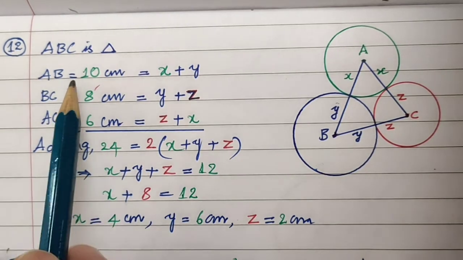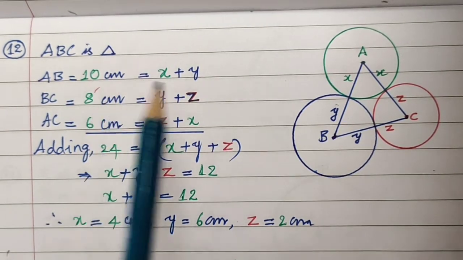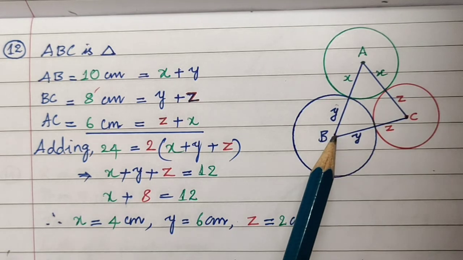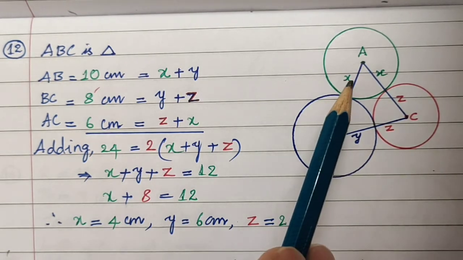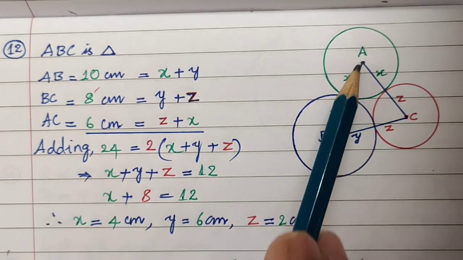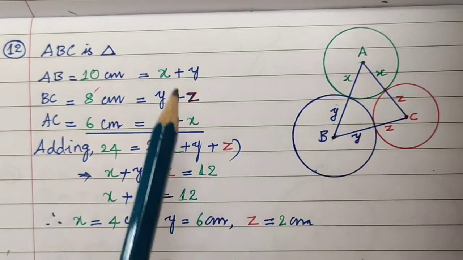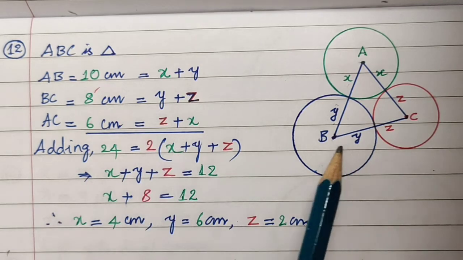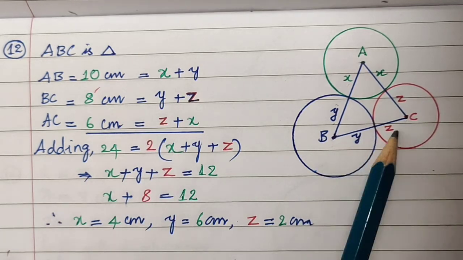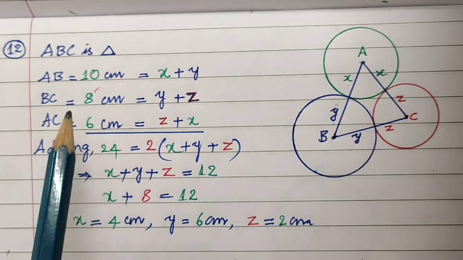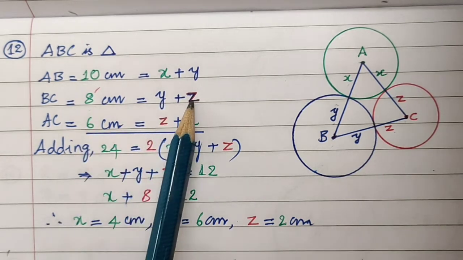They were given AB is equal to 10 centimeters, that is equal to x plus y. This is the radius of A, this is the radius of the circle B. So x plus y is equal to 10 centimeters. Then BC is equal to y plus z. BC they were given as 8 centimeters, so y plus z is 8 centimeters.